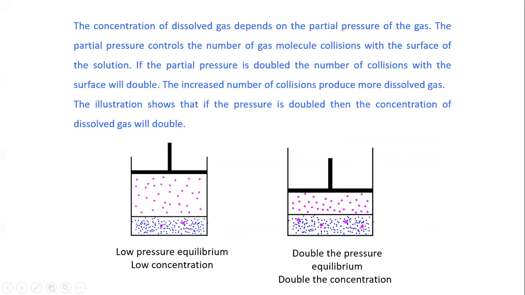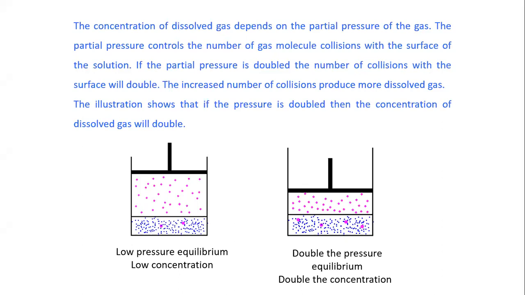Now, the concentration of dissolved gas depends on the partial pressure of the gas. The partial pressure controls the number of gas molecule collisions with the surface of the solution. If the partial pressure is doubled, the number of collisions with the surface will double. The increased number of collisions produces more dissolved gas. What we're trying to say is when you have more collisions between the gas molecules and the solvent molecules, you're going to have more of the gas dissolved in the solvent. The illustration below shows that if the pressure is doubled, then the concentration of dissolved gas will double.